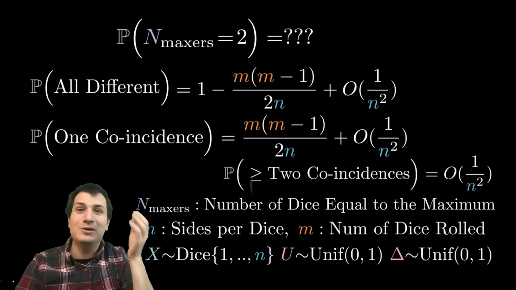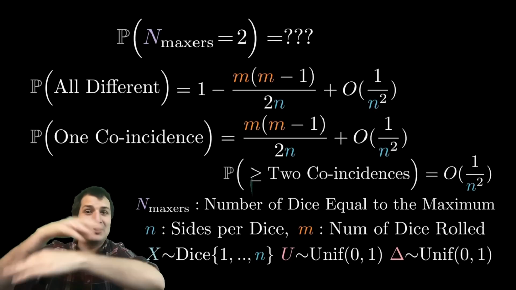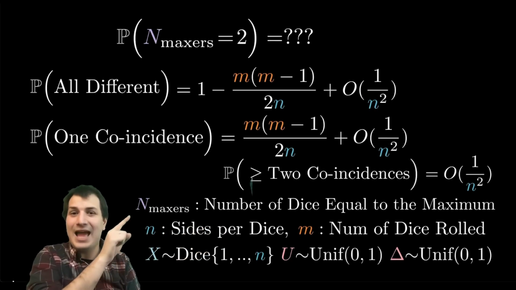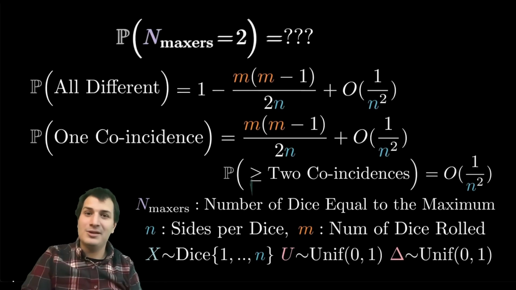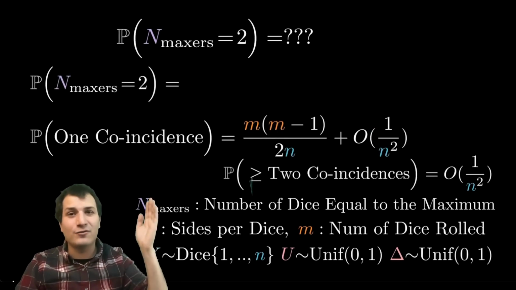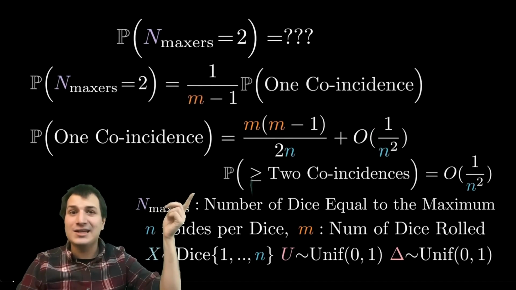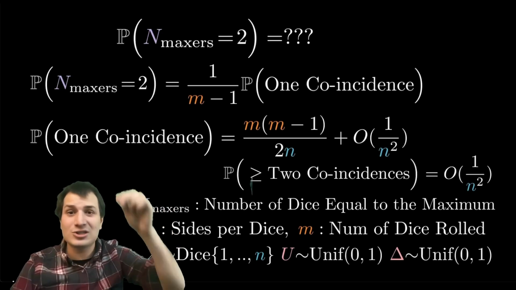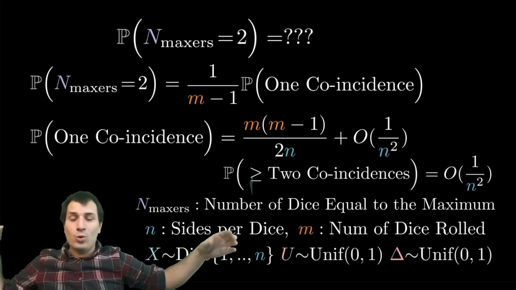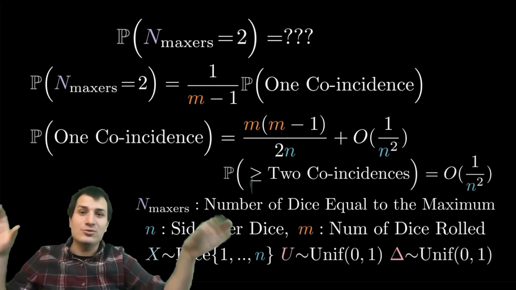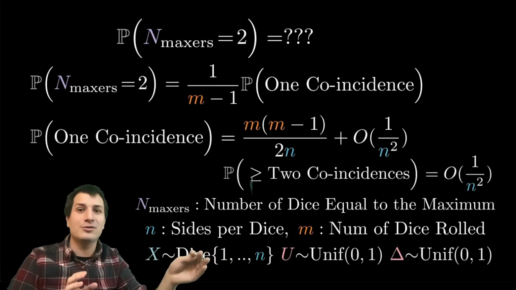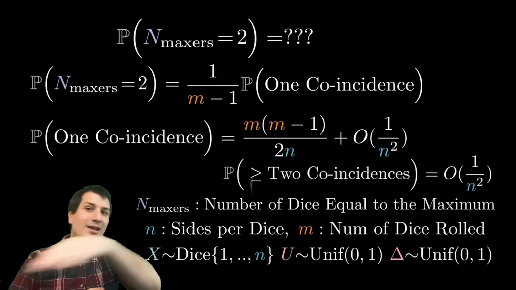Last but not least, we don't actually care about the coincidences amongst the whole population. We care about the coincidence for only the maximum dice, the n maxers. So what is the probability that there's two dice that are tied for the maximum? Well, you need a coincidence, and then you need the coincidence to happen exactly for the largest dice. And there's m minus 1 unique values in the pool. That's because there's m dice, but two of them are equal. So there's m minus 1 unique values, and all of them are equally likely to be the maximum.